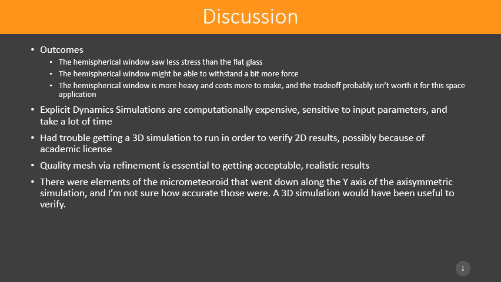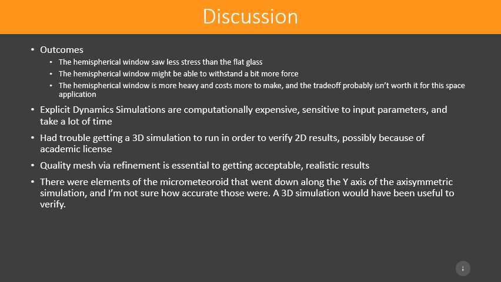So, some other thoughts. Explicit dynamics simulations are computationally expensive, extremely sensitive to input parameters, and they take a lot of time. This was a very simple simulation, and it still took a lot of time, and I had a lot of trouble fiddling with different settings to try to get it to work. Another thing, I had trouble getting the 3D simulation to work. I wanted to run a 3D simulation to verify my 2D results. I wasn't sure, but I was thinking it was possibly because of the academic license issue.